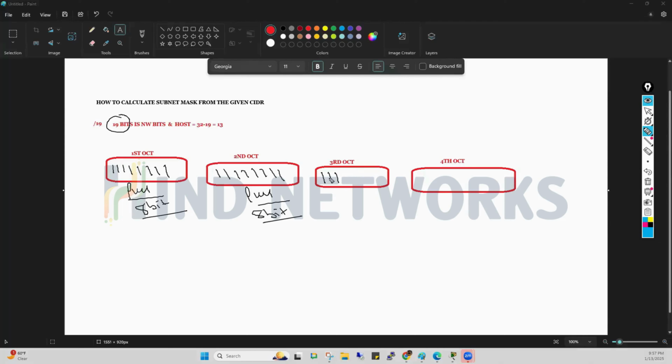So in this octet, 3 bits are already network. How many bits are pending for the host? 5. So 1, 2, 3, 4, 5 is host, and this whole octet, 1, 2, 3, 4, 5, 6, 7, 8, is also host. Clear? Everyone, yes or no? Done. Now again, these are the values for the bits set to 1, as powers of 2.